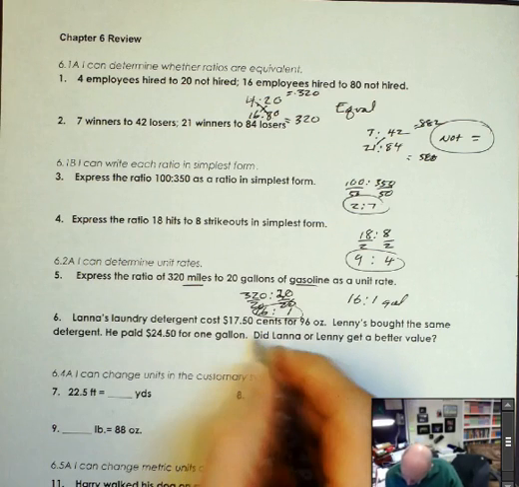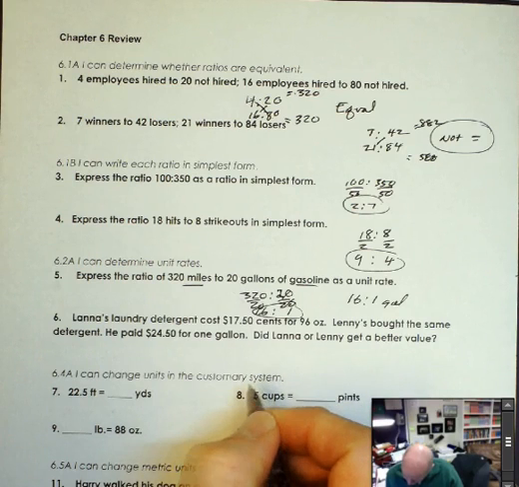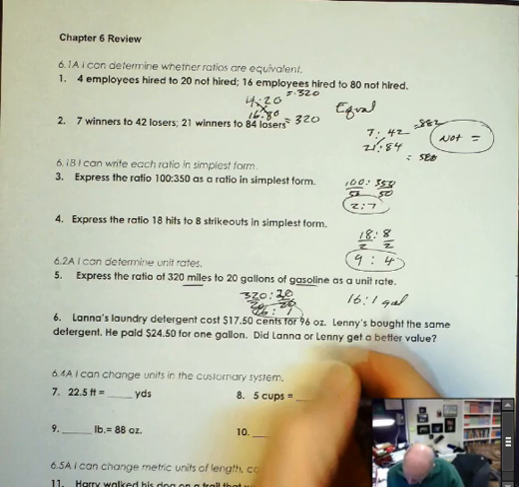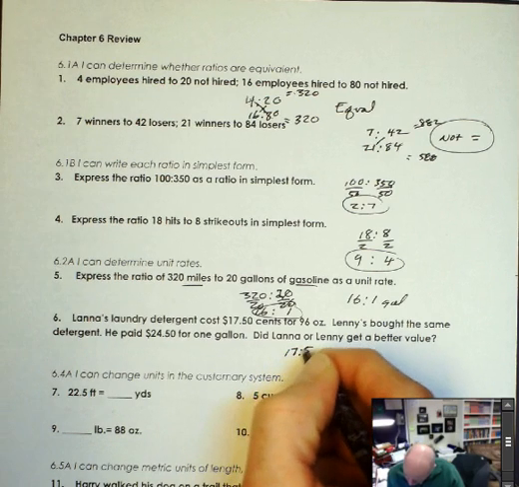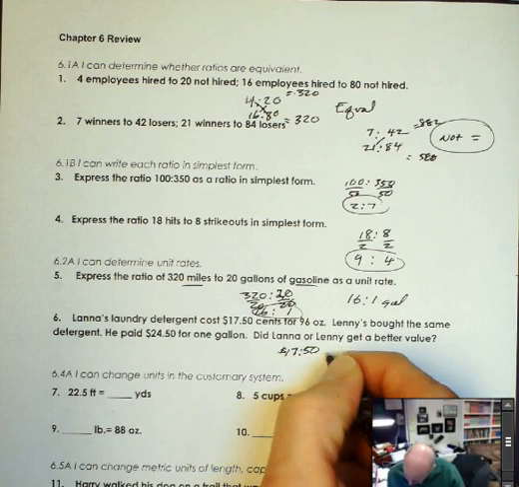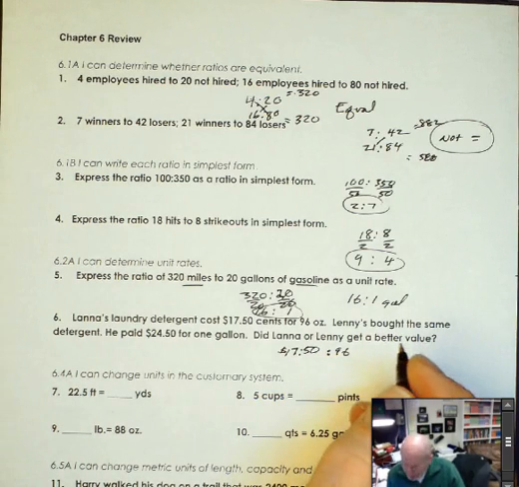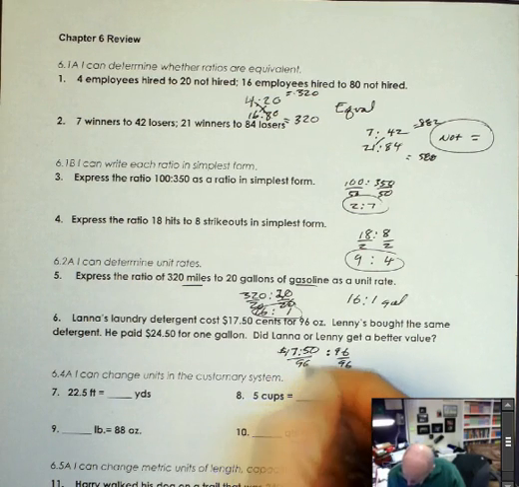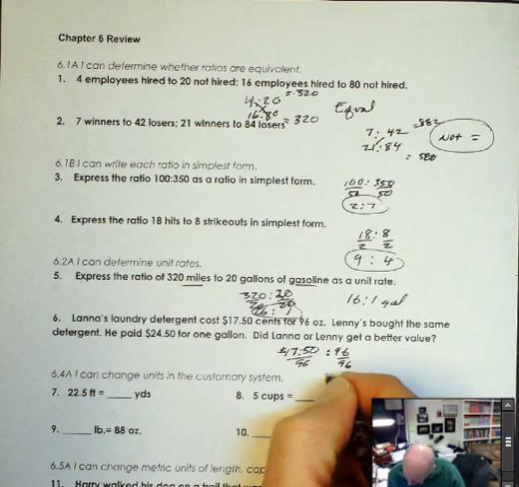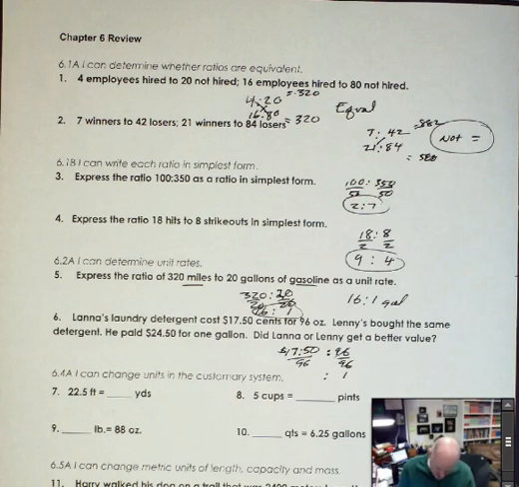All right, so this one here, Lana bought laundry detergent and Lenny bought some. They got different sizes. So this guy, Lana bought it for $17.50 for 96 ounces. So we have to get that down to a unit rate. We're going to divide by 96, because we want to get this down to a rate of 1. 96 divided by 96 is 1. So now we have to do 17.50 divided by 96.